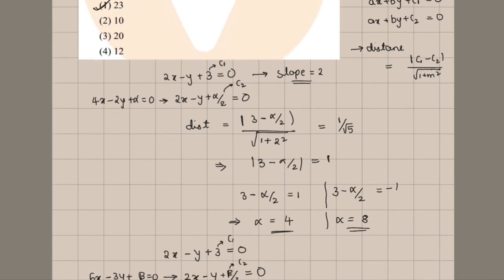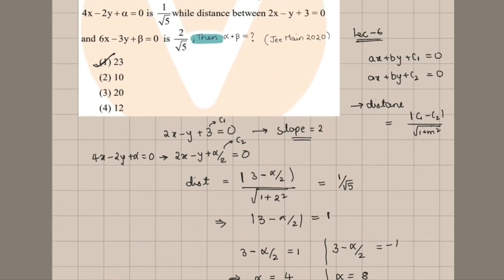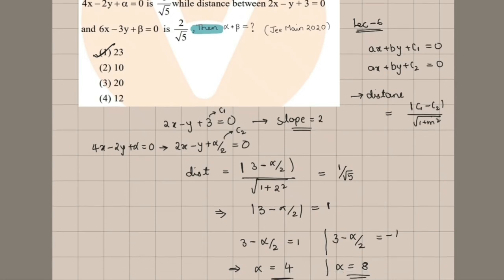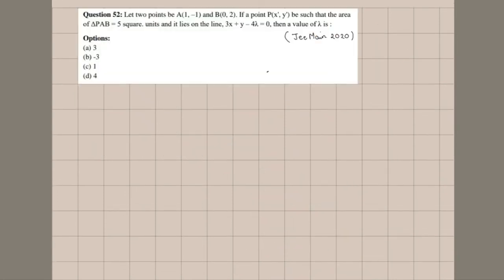So this is so simple. We just use the distance between two parallel lines, which is discussed in lecture 4. You will get 4 marks in JEE Main 2020. Let's see another question. This is also given in JEE Main 2020.